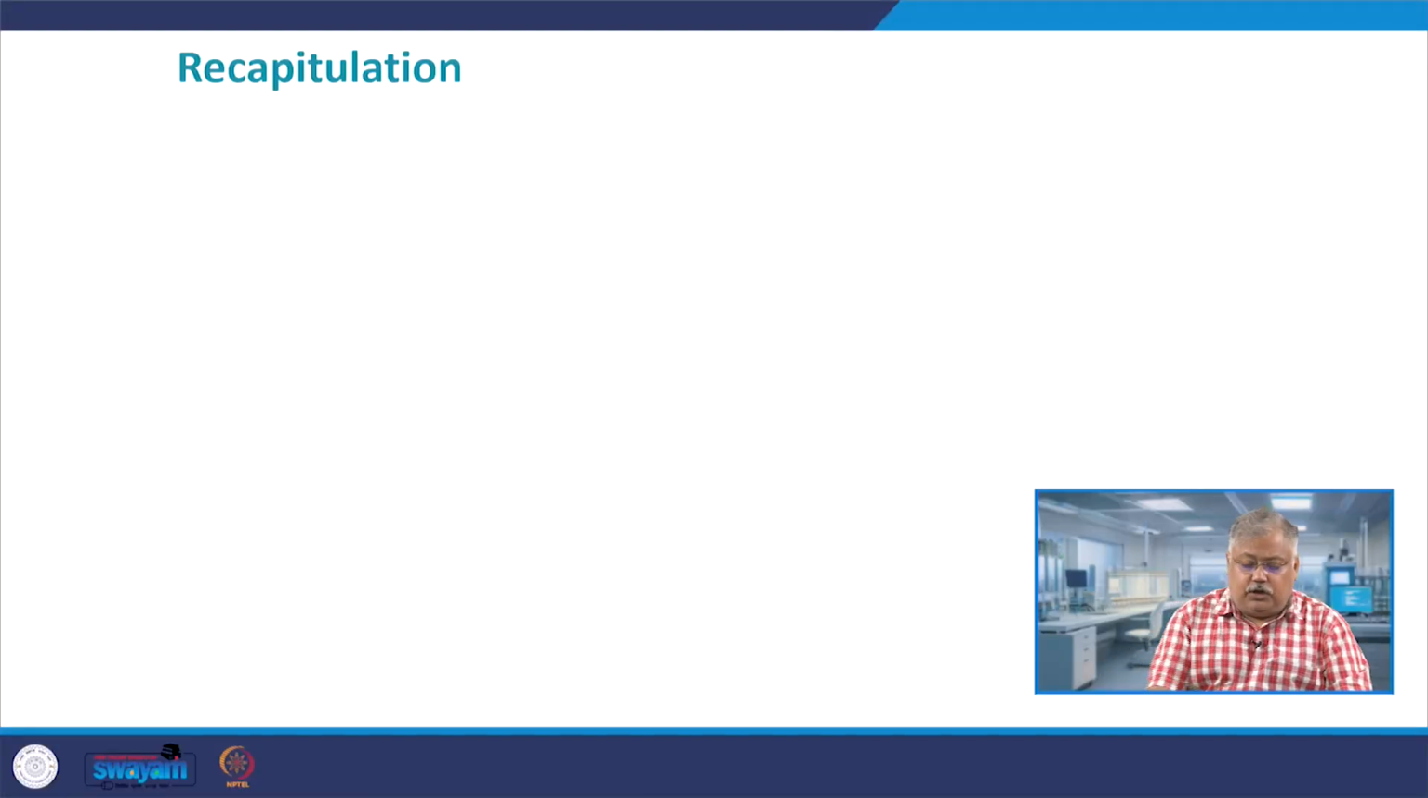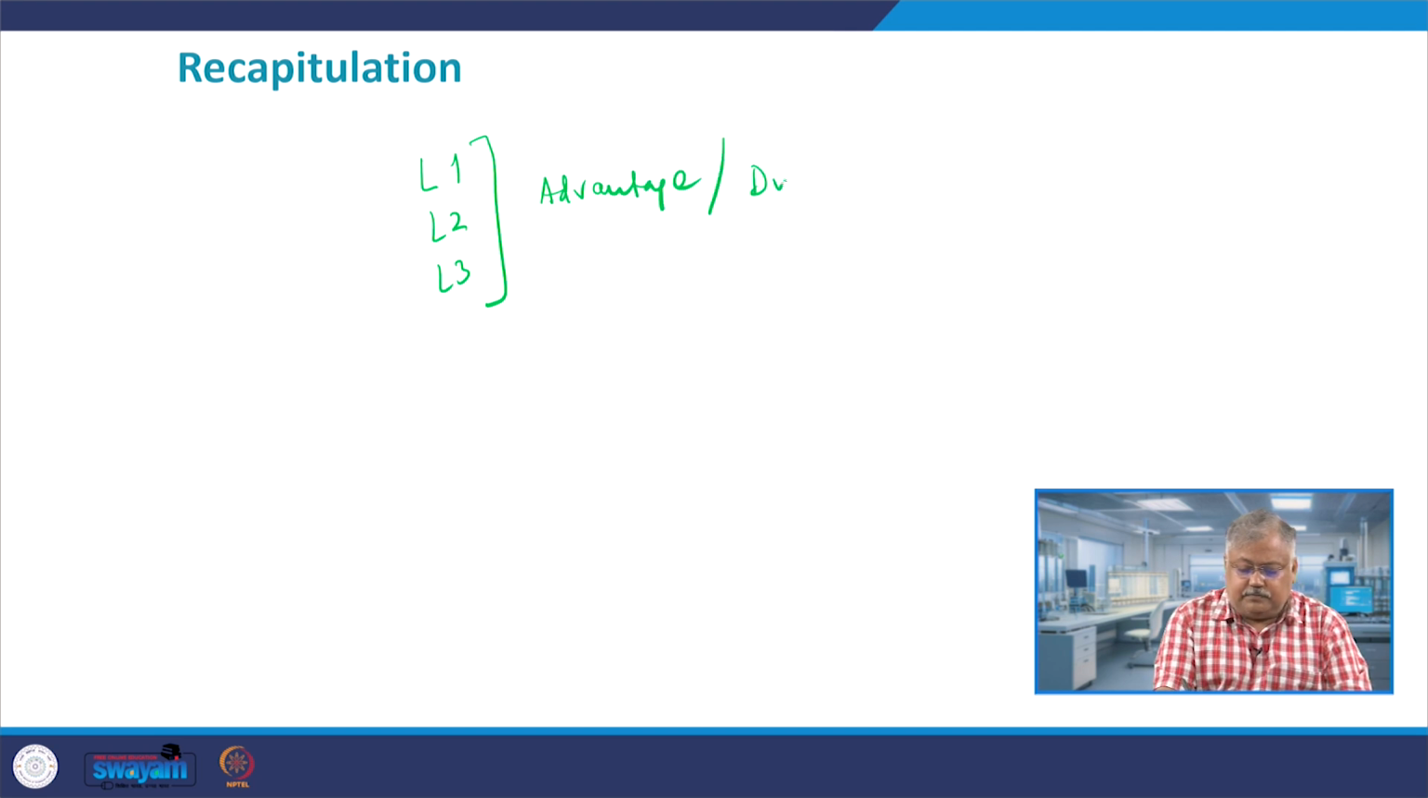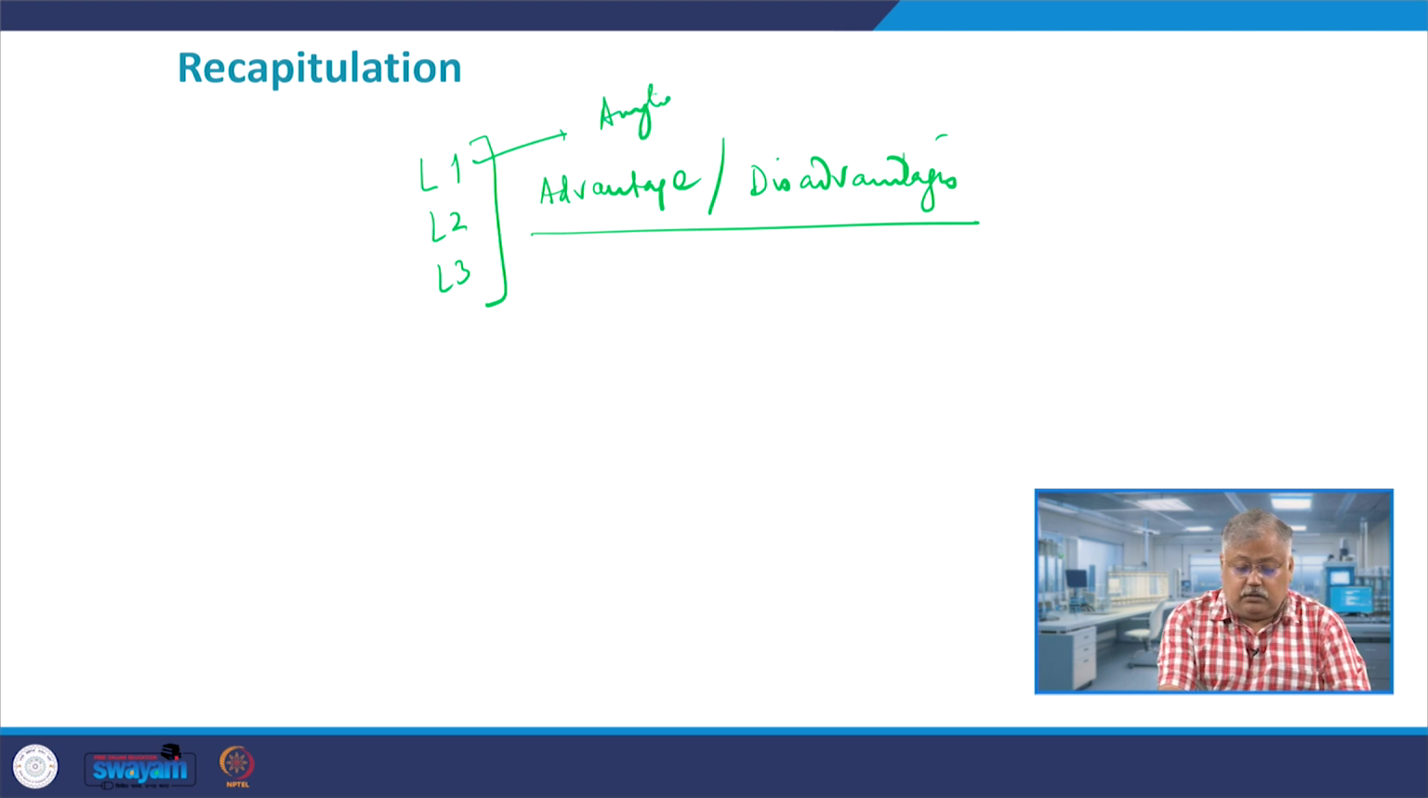So, let me recapitulate what we did in this lecture. We looked into the level 1, level 2 and level 3 models, their relative advantages, and also their relative disadvantages. We also saw that level 1 was purely analytical in nature. However, level 2 and level 3 were analytical plus empirical in nature. Both were added in case of level 2 and level 3, and we saw their relative merits and demerits.